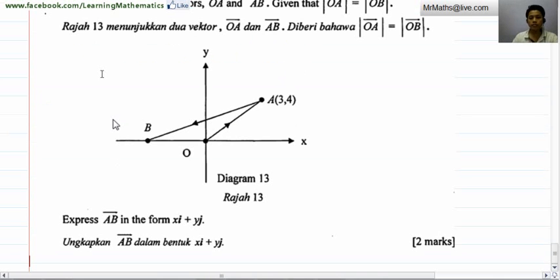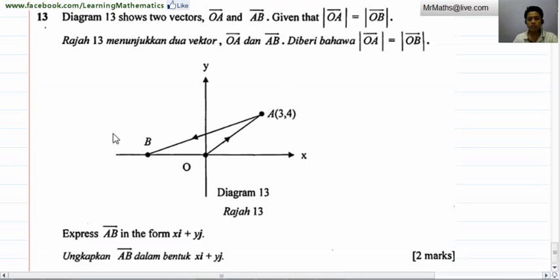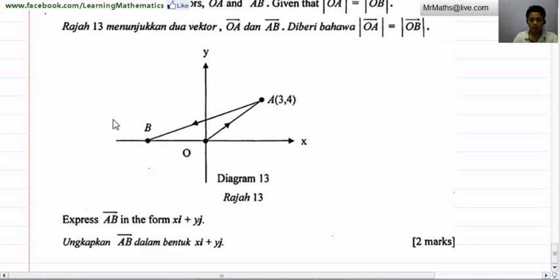Alright, so here it goes. The magnitude of OA and OB are the same, which means that the length over here is the same as the length over here.